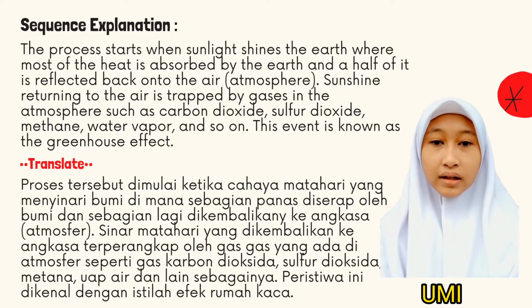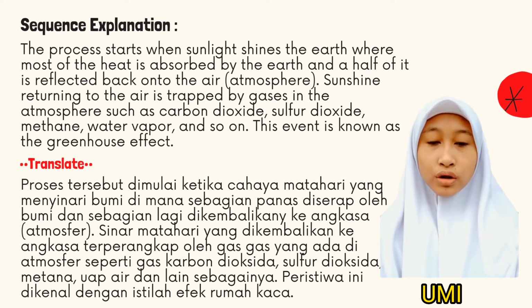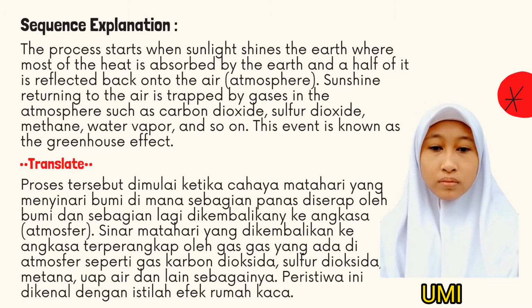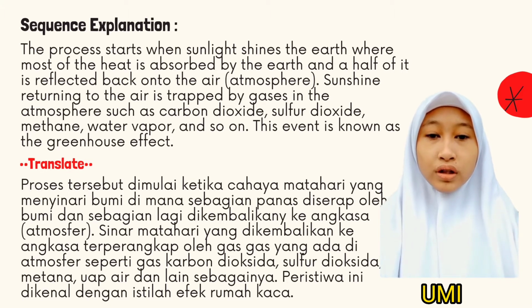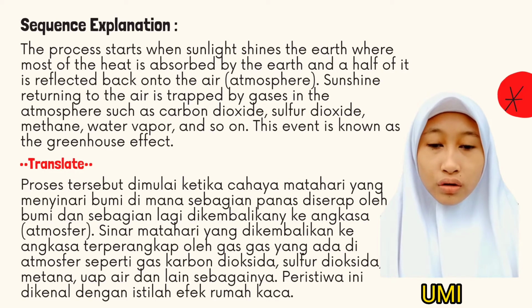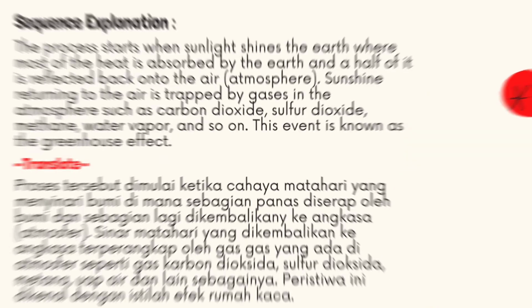The process starts when the sunlight shines on the earth, where most of the heat is absorbed by the earth and a half of it is reflected back into the air or atmosphere. Sunshine returning to the air is trapped by gases in the atmosphere such as carbon dioxide, sulfur dioxide, methane, water vapor, and so on. This event is known as the greenhouse effect.